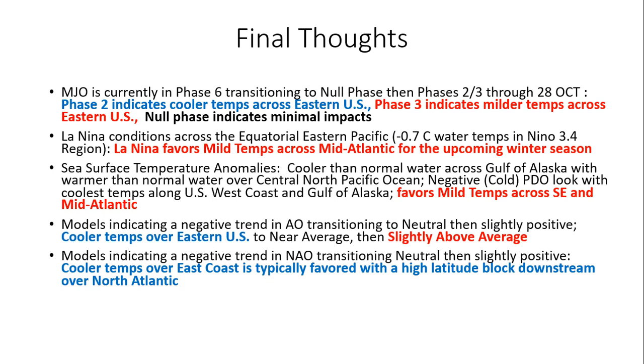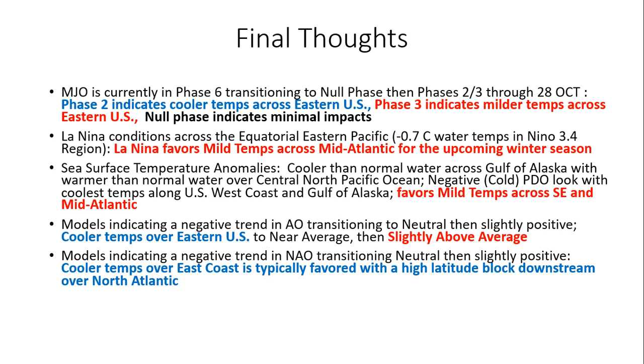Additionally, the models are indicating a negative trend in the AO and the NAO, and that's going to transition to neutral conditions and then to slightly positive conditions. So, for example, with the AO, with a negative trend, we'd expect cooler temperatures over the eastern U.S. to near average conditions, and then slightly above average with a positive AO.